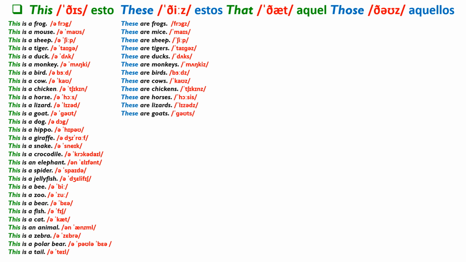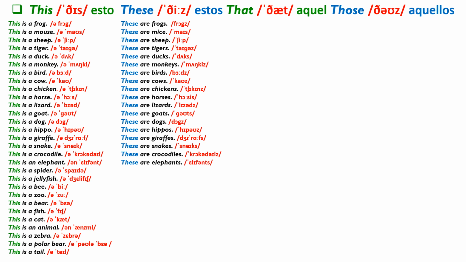These are lizards. These are goats. These are dogs. These are hippos. These are giraffes. These are snakes. These are crocodiles. These are elephants. These are spiders. These are jellyfish. These are bees.